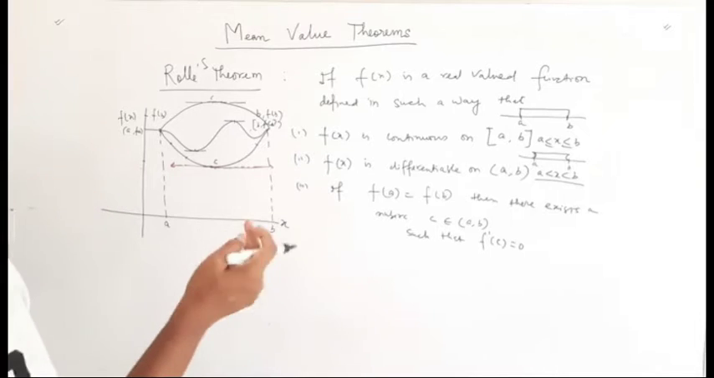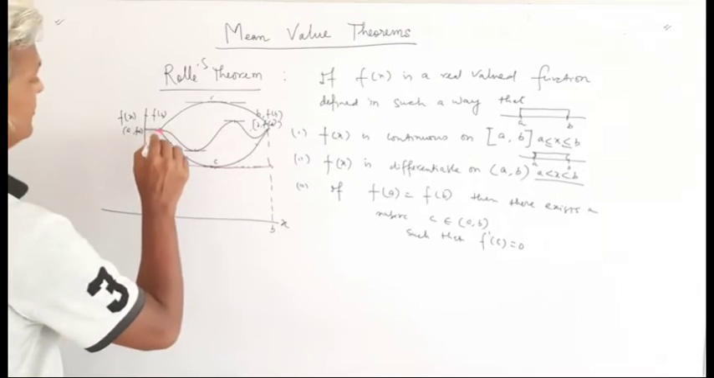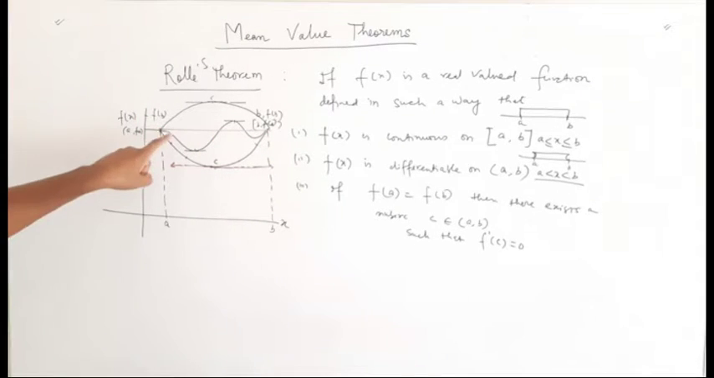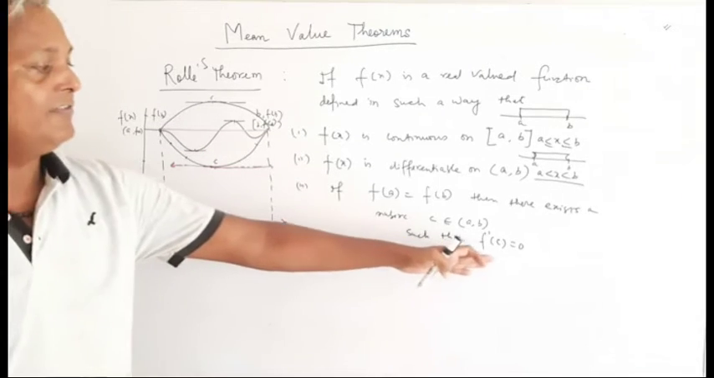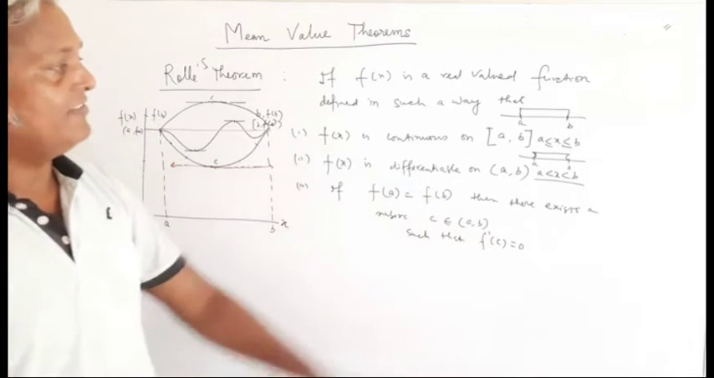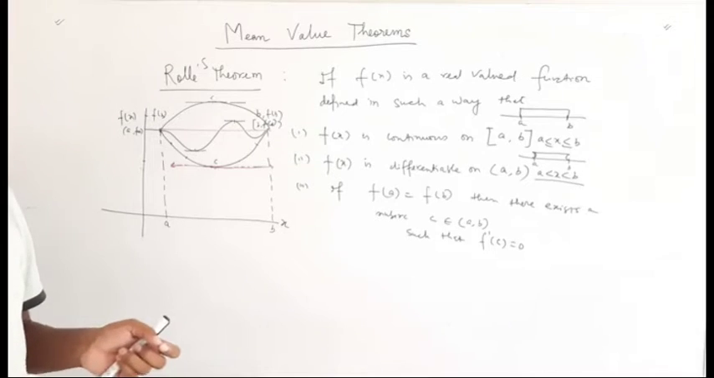One more possible case is there: if it is a straight line, then also you see that this line itself is parallel to the x-axis, which means there is always a point c where the tangent will be parallel to the x-axis and f dash c will be 0. This is the significance of Rolle's theorem. Now we'll take some examples to understand what it actually means.